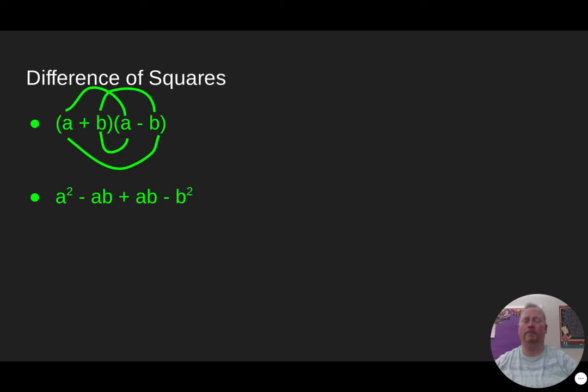That'll get you a negative B squared. So now that we've got all four terms, let's go ahead and see if we have any like terms. We do. The two middle terms are like terms, which happens quite frequently, but not all the time. So if I've got negative AB plus AB, those two things cancel out. And so my final answer on this is A squared minus B squared.